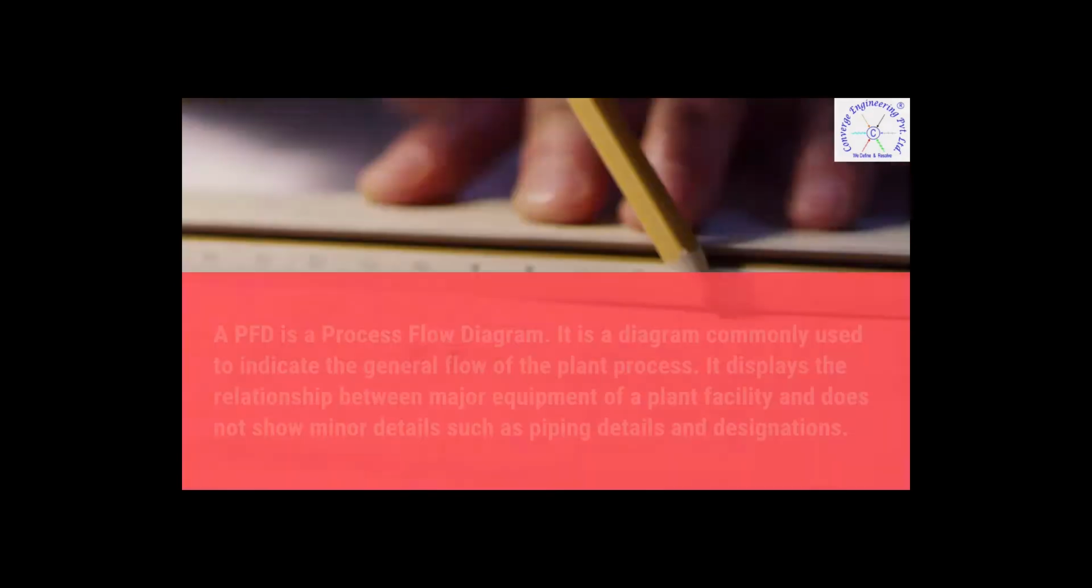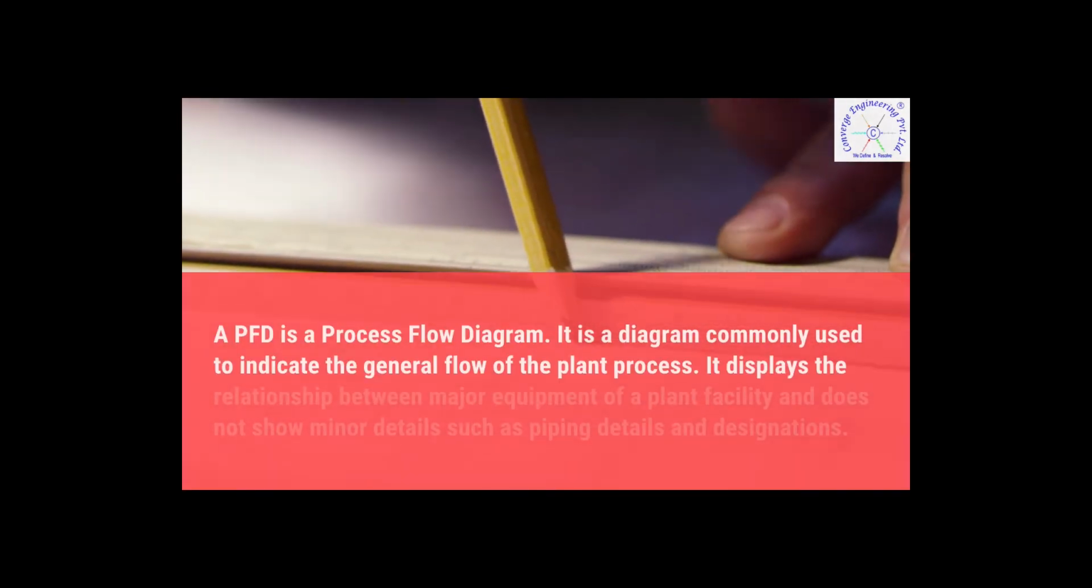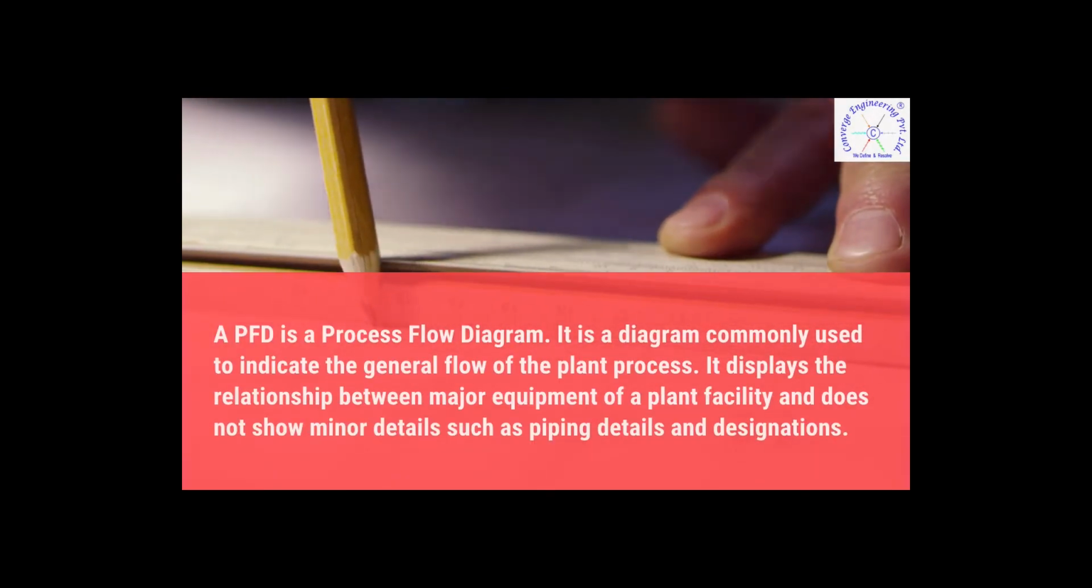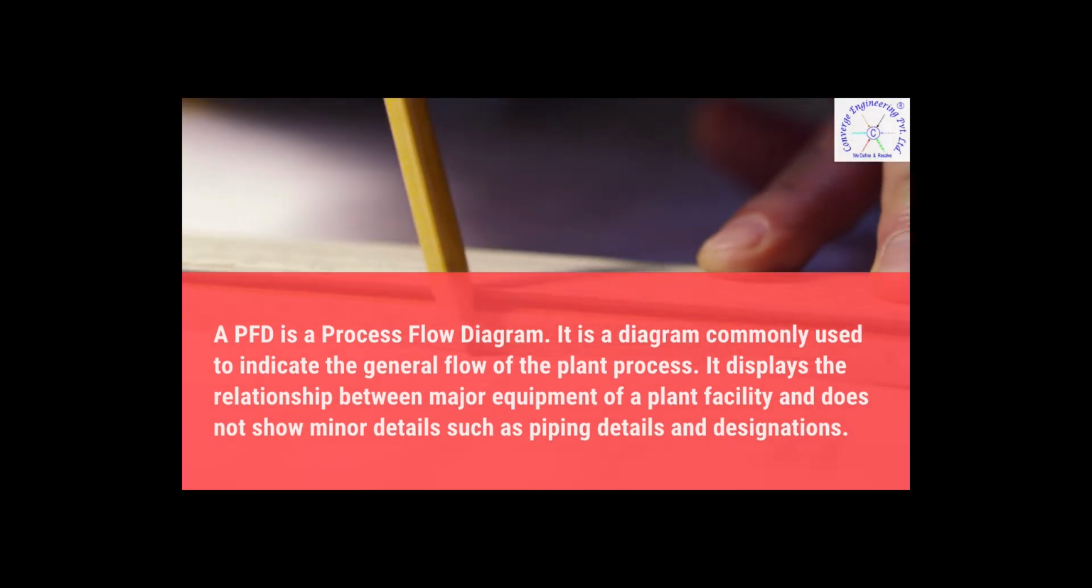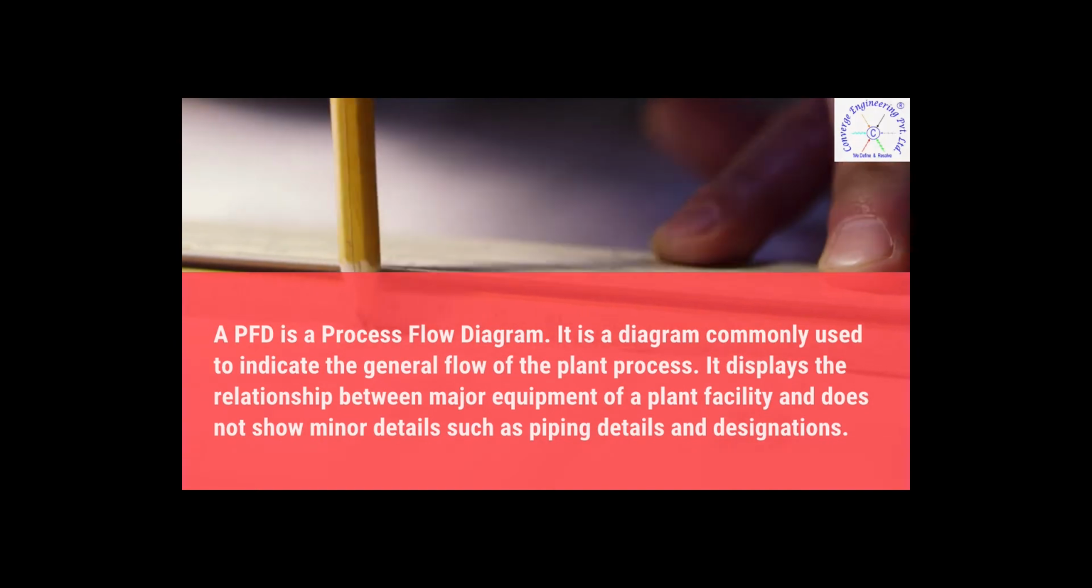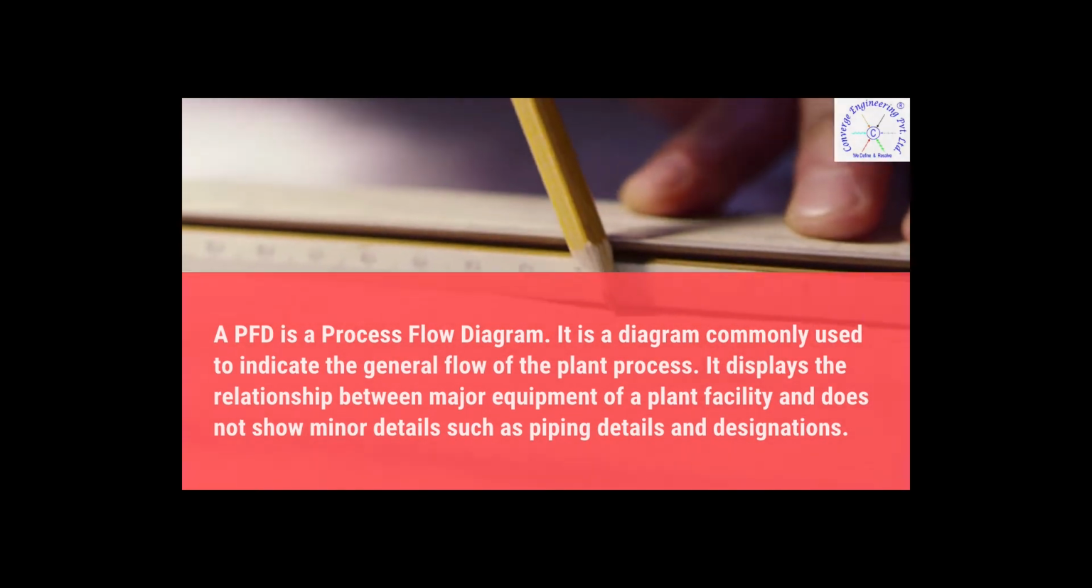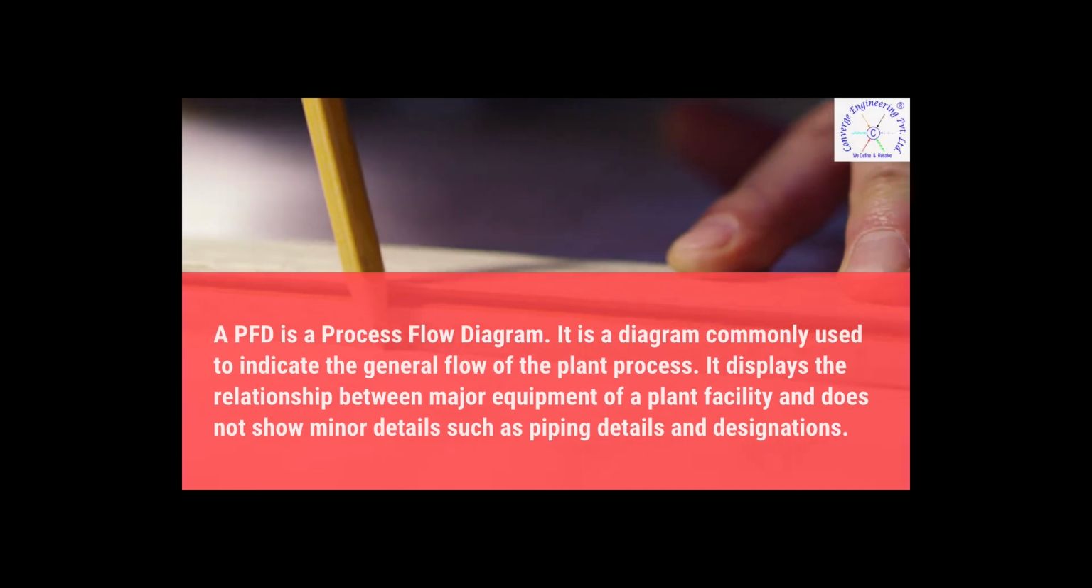What is PFD? A PFD is a process flow diagram. It is a diagram commonly used to indicate the general flow of the plant process. It displays the relationship between major equipment of a plant facility and does not show minor details such as piping details and designations.